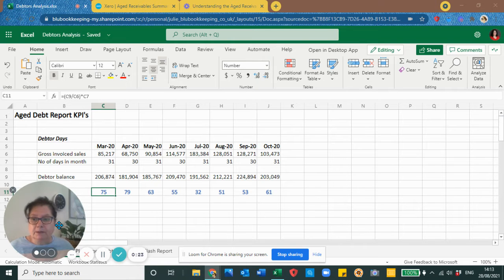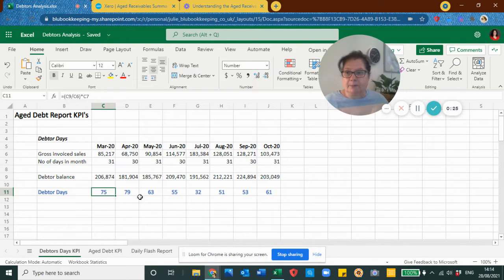So let's just have a look at one of these KPIs that I've already prepared. It's the debtor days KPI, which means that you get a better understanding of how quickly or how slowly your customers are paying you. And what I've done is I've done it month on month, so you get an understanding of where you are as a business. We start with the gross invoice sales, which means it's the total of all of the invoices that you've produced. So not like in the P&L where it's just the sales and the income. You've got the sales plus VAT if you're VAT registered.